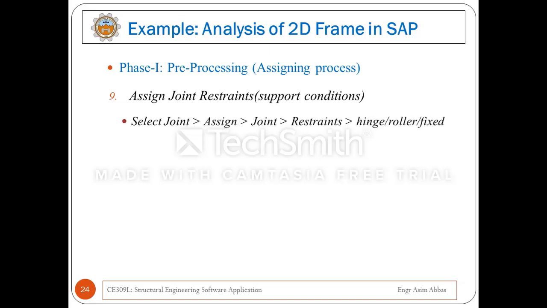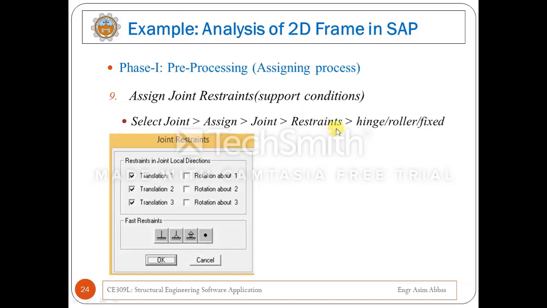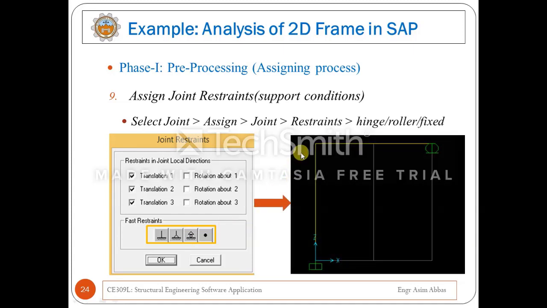For this purpose, select the joint where you want to assign restraint, then go to the Assign menu, then select Joint and then Restraint. From this menu you can assign your fixed support, hinge support and roller support. Once you apply the different supports, they appear in a shape like this.